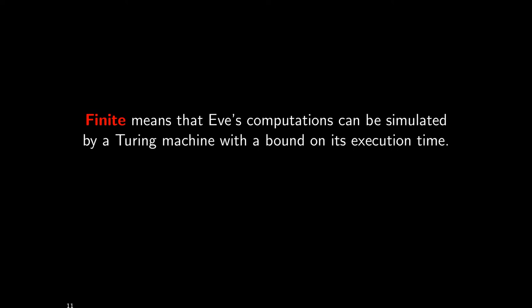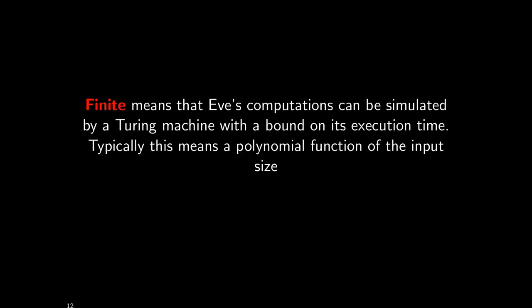In a technical sense, when we say there's a finite bound to Eve's computational abilities, what this means is that it can be simulated by a Turing machine with a bound on its execution time. So if we model Eve as an algorithm, then it would be implementable as a Turing machine, and then we would say that a finite computational bound means that Eve has some limit to the number of steps, for example, that the Turing machine can do before we say that Eve can actually achieve this in practice. And typically, it's some polynomial function based on the input size.